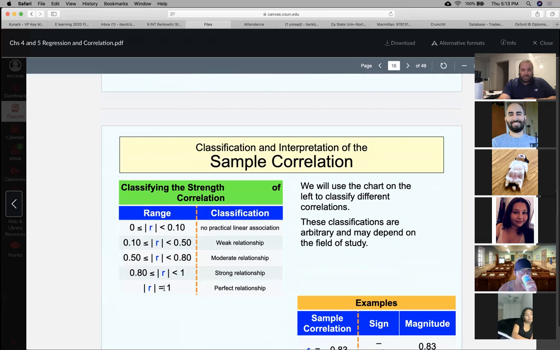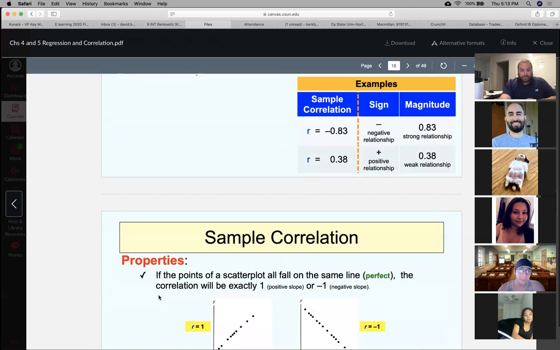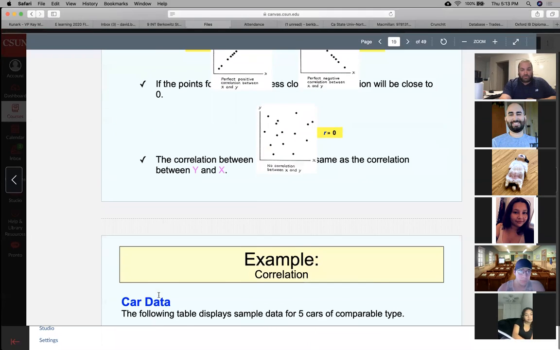We actually had this general guideline. 0 to 0.1 is essentially no linear association at all. 0.1 to 0.5, it's weak. 0.5 to 0.8, it's moderate. 0.8 to 1, it's strong. And of course, if it's 1, it's perfect. And then we had some examples.